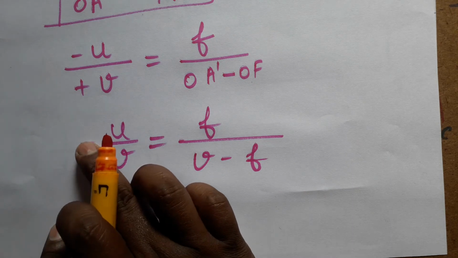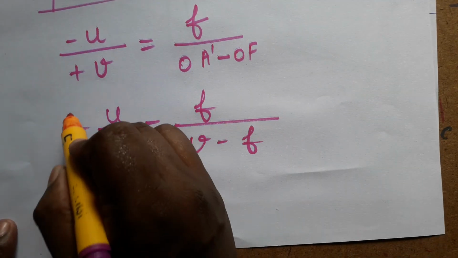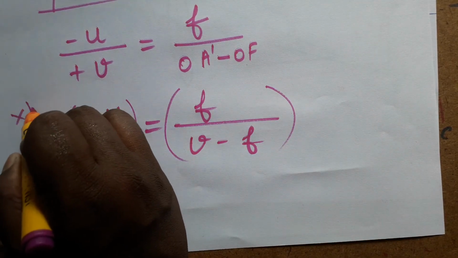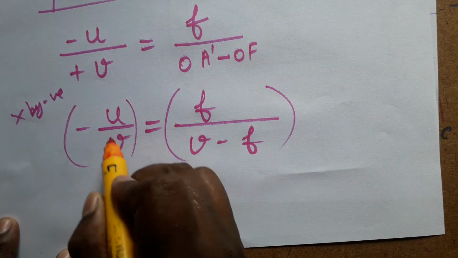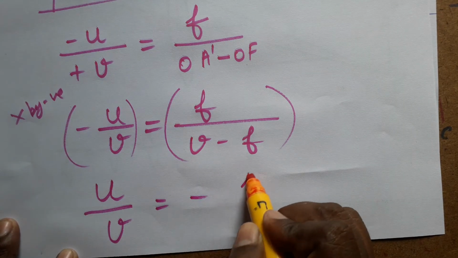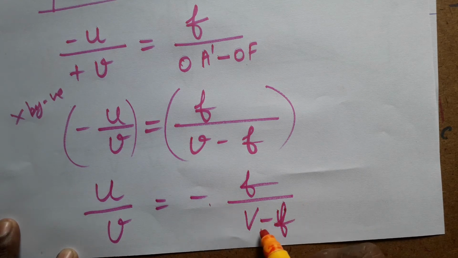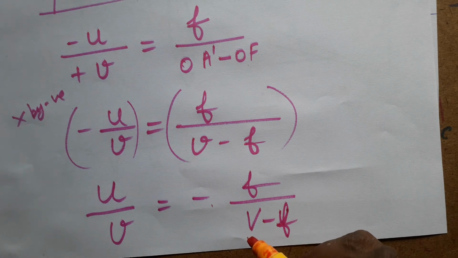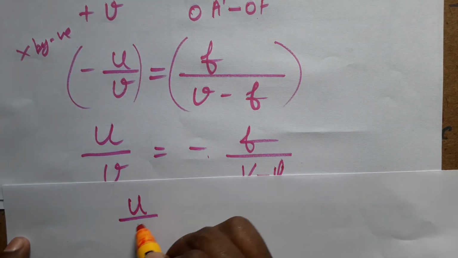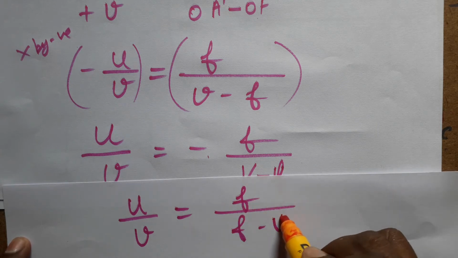Now this minus, I am multiplying both the left hand side and right hand side by the common minus sign. Minus minus will become plus, so U divided by V. This side is minus F, V minus F. This negative I am taking inside the denominator. So U divided by V is equal to F divided by F minus V.